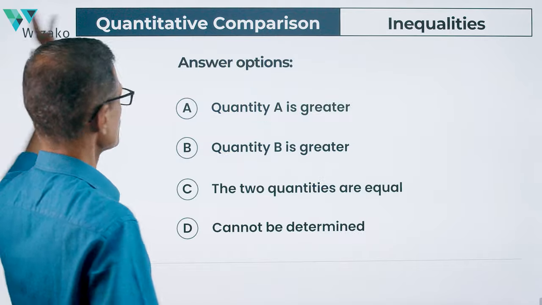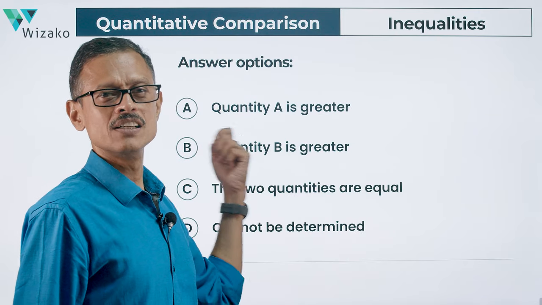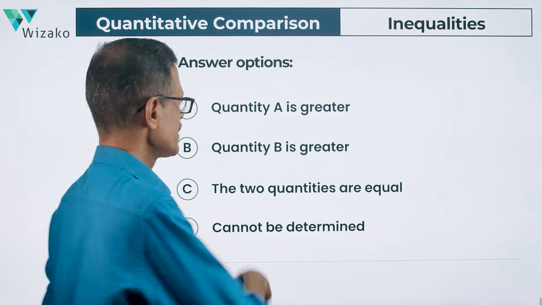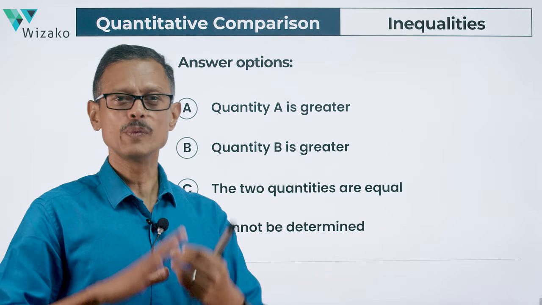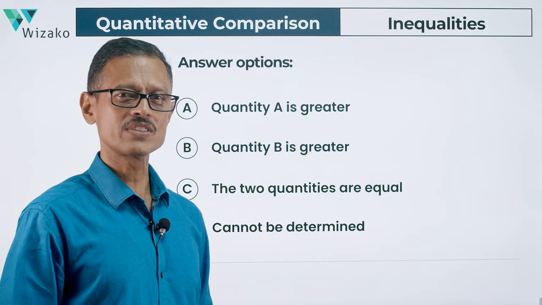We know the answer options in quantitative comparison, right? Answer option is A if quantity A is greater. Option is B if quantity B is greater. C if they are equal. D if there is no way to compare, right? It could be greater or less or equal. If all of those happen, then we'll essentially go about saying D.